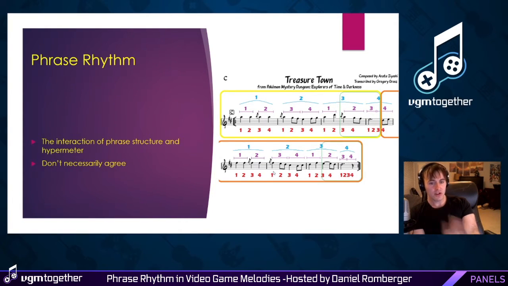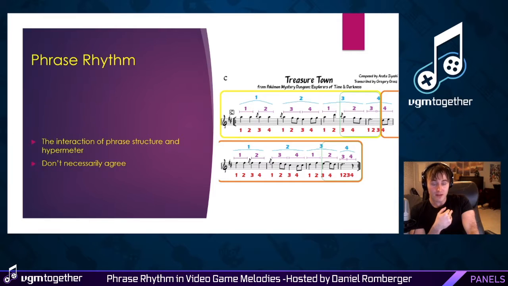So you notice that with this particular piece, with Treasure Town, the phrases and the hypermeter are very well aligned, and they fit a very neat pattern. There are two phrases, each of them is 4 measures. With the exception of this pickup measure, they pretty much follow a consistent pattern. The cadence is always in the third measure, and goes to 4. Similarly, 1, 2, cadence here, goes to 4. This is a relatively regular phrase structure, and that is common to a lot of music, both video game and not.